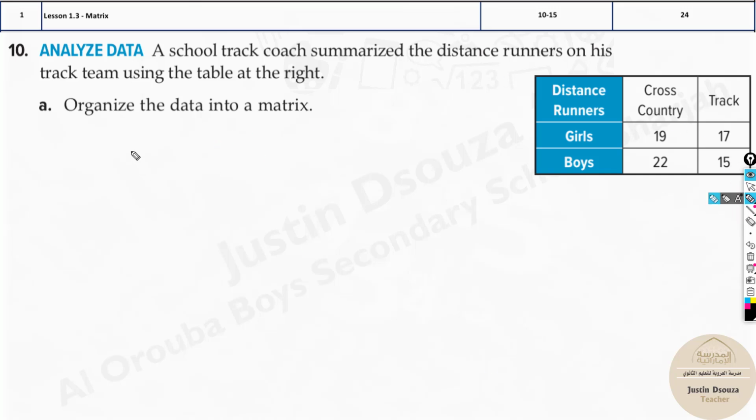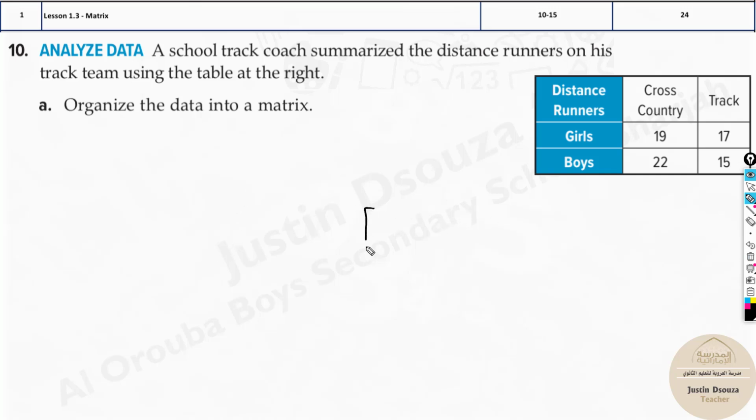The first part of the question is analyzing data. A school track coach summarized the distance runners on his track team using the table at the right. You can see this is the table. Organize the data into a matrix. Now what this means is, here you have been given values, right? Distance runners were cross-country runners in this column, track over here, and number of girls in this row and number of boys. All you need to do is write them in a matrix form.